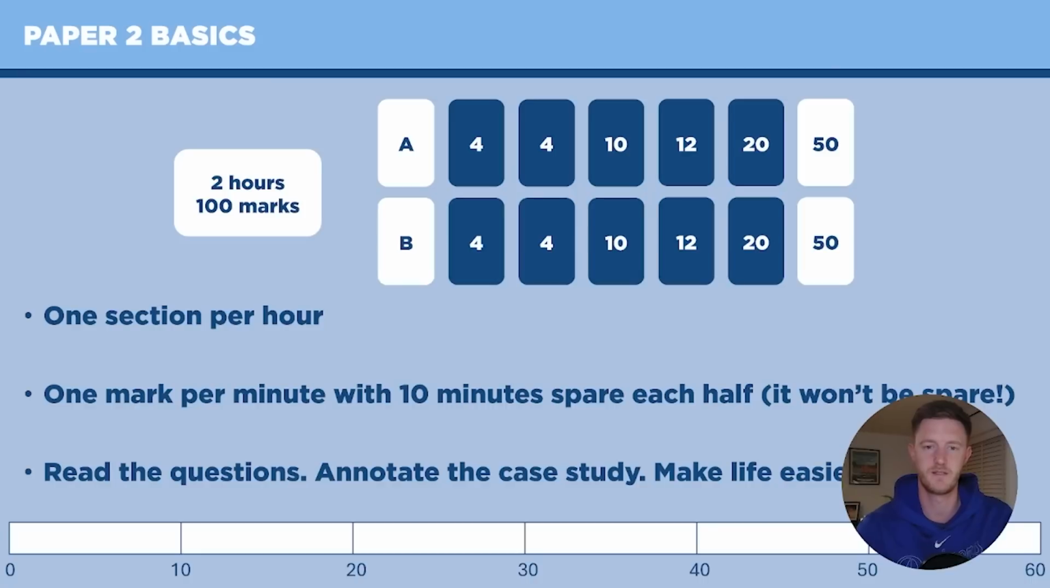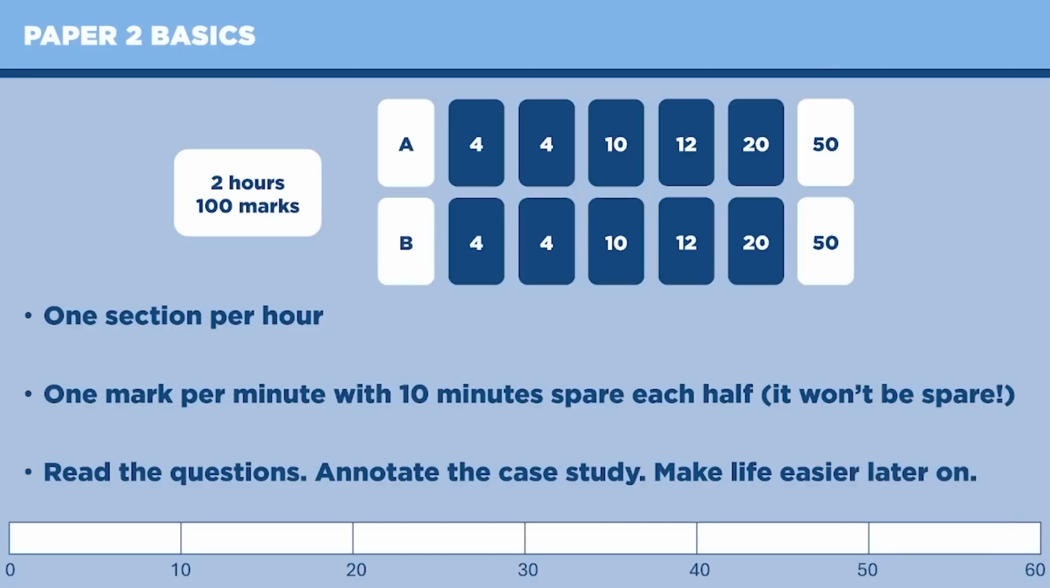So paper 2 basics, we are looking at a 2-hour paper, 100 marks, 50 marks a section. So you want to be aiming to do one section an hour. You want to do 1 mark a minute with maybe 10 minutes spare each half. Probably won't be spare, but that's obviously the ideal. Read the questions, annotate the case study. I would do that at the beginning because that way it makes life much easier later on.